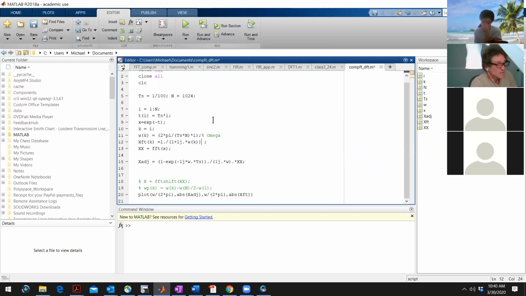Do you agree with that? Yeah. And this is the omega, the adjusted omega. So this would be the actual Fourier transform at discrete points in frequency. Then I take this waveform x of t, and I'm going to sample it right here at Ts. So every Ts seconds, and Ts is 1 over 100, I sample it. And when I do that, then I get an FFT right here. Correct, class?